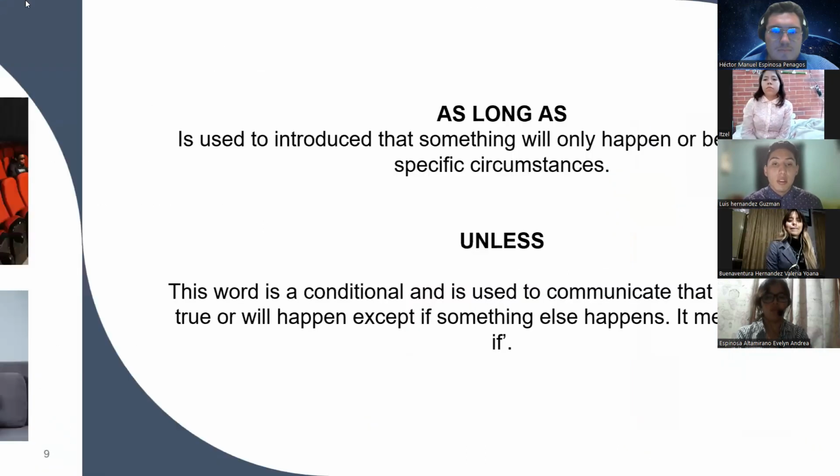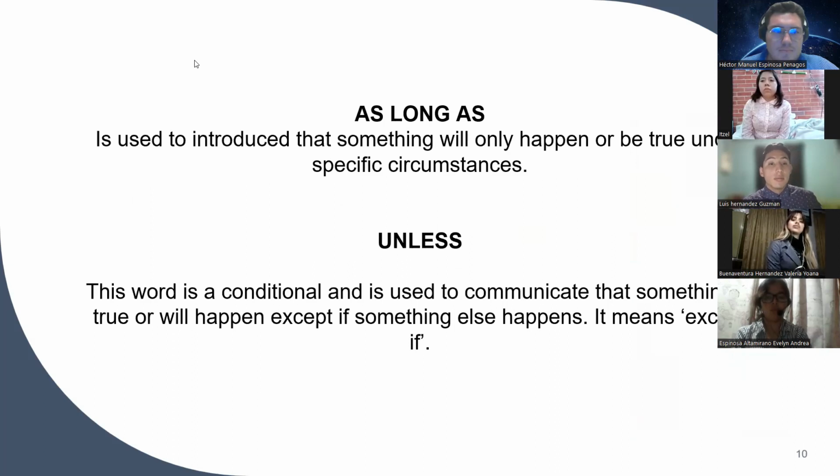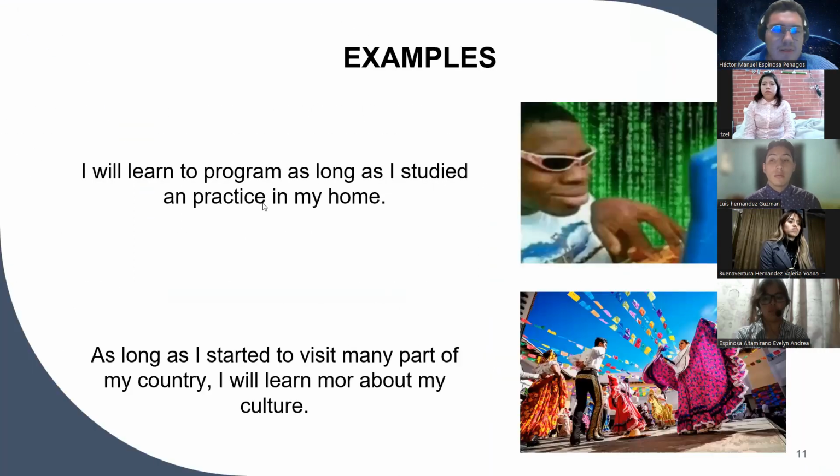We continue with Hector. Okay, thank you, Luis. Well, let's continue with these clauses. As long as is used to introduce something that will only happen or be true under specific circumstances. And unless is a conditional, used to communicate that something is true or will happen except if something else happens. It means except if. Here we have some examples.